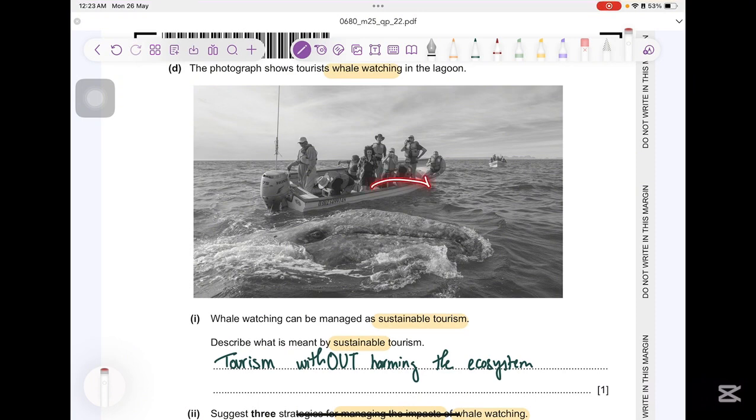You don't see them littering. They're just enjoying the view of the whale while it's on the surface. That's sustainable. Another question might be about mining. So they're talking about mining, telling you how to mine sustainably or what is sustainable. If they mention mining, you're saying that you extract the resources or use resources without damaging the environment, or with least damage to the environment and without running out of it, and saving it for future generations.